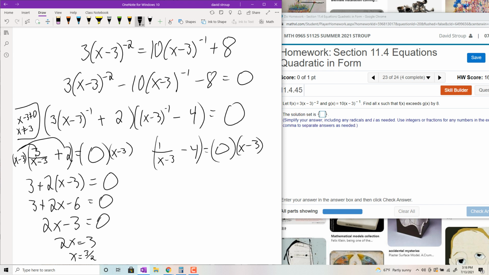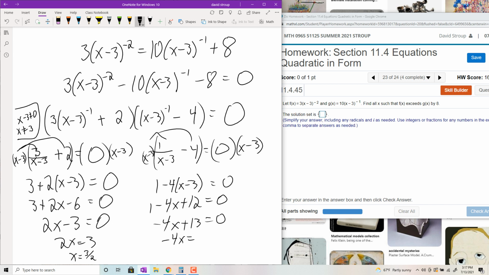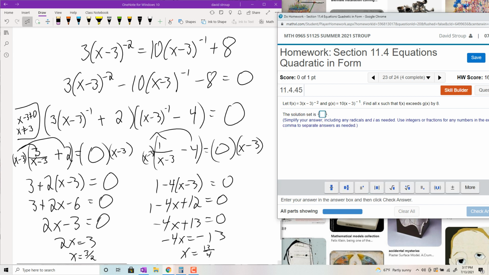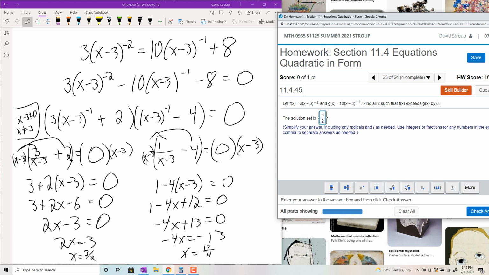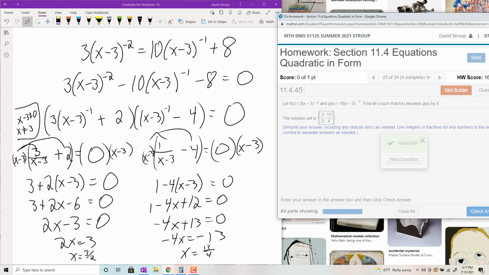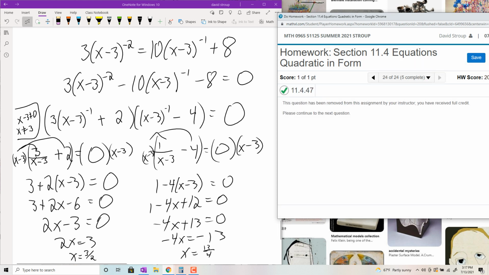Same game for this guy. X minus 3, x minus 3, distribute. So get 1 minus 4 times x minus 3 equals 0. 1 minus 4x plus 12 equals 0. Minus 4x plus 13 equals 0. Minus 4x equals negative 13, so x is 13 fourths. Okay, again, that's not equal to 3, so that will also work. We have comma 13 fourths. And then I got rid of that one.